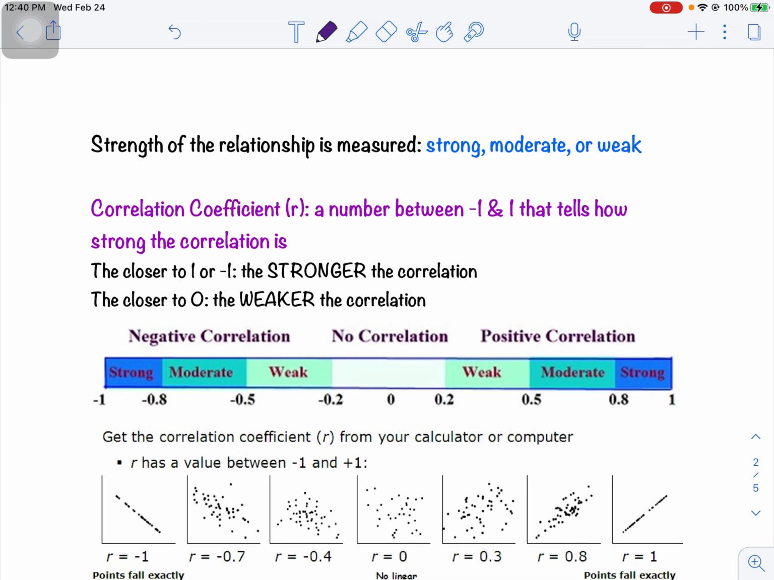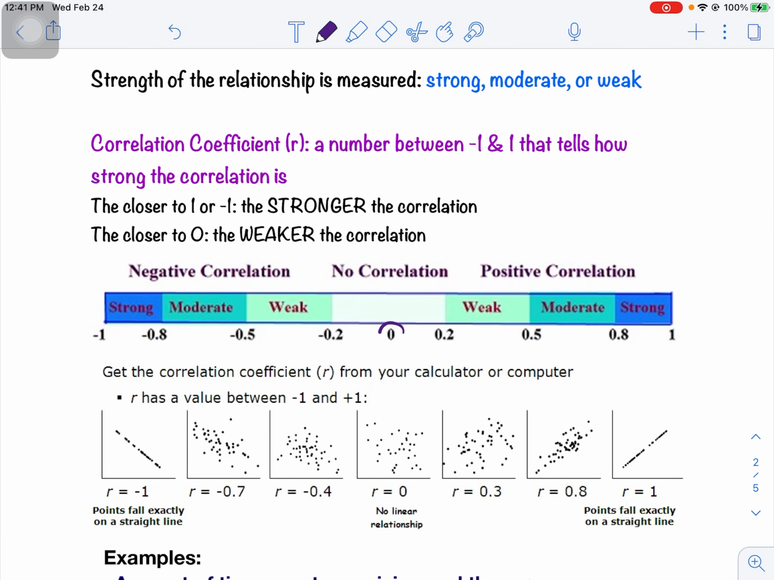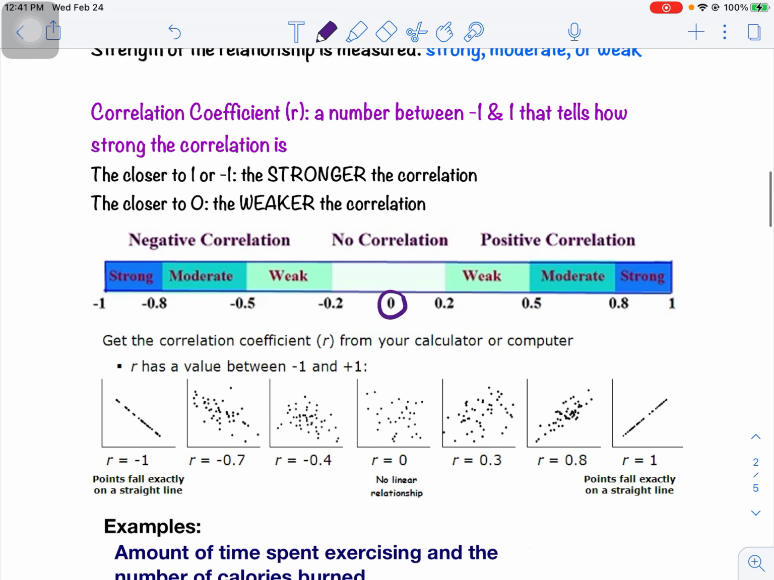The closer it is to 0, the weaker the correlation. So here's kind of a little scale. If we have an R value, or correlation coefficient value, of 0, that's going to give us something that's all scattered. If you think about what it would look like here, it's all scattered around. There's no linear relationship.